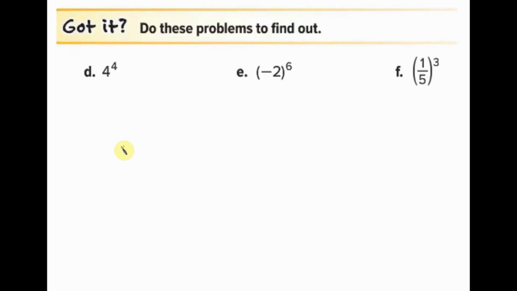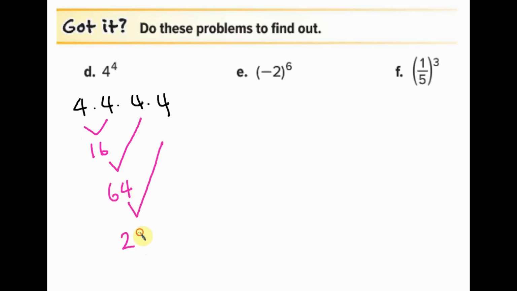Similarly, we're going to evaluate the following 3 problems. When you have 4 to the 4th power, this is saying that you have 4 four times. So take it step by step. 4 times 4, I'll get 16. 16 times 4, I'll get 64. 64 times 4, I'll get 256. And that's going to be my answer.